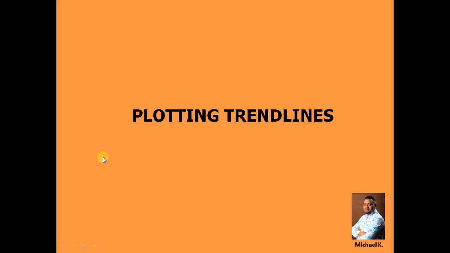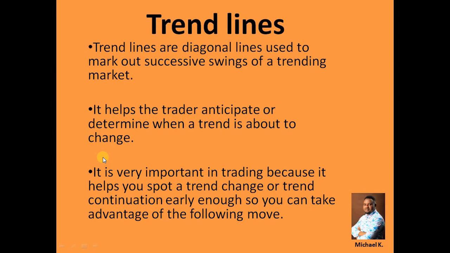I believe we treated this in detail in the previous classes. But in this class, we are going to be going into the practical aspect of plotting trend lines. Before we do that, let's look at some few points which we need to note. Trend lines are diagonal lines, like I said. They are used to mark out successive swings on a trending market. It helps the trader anticipate or determine when a trend is about to change.